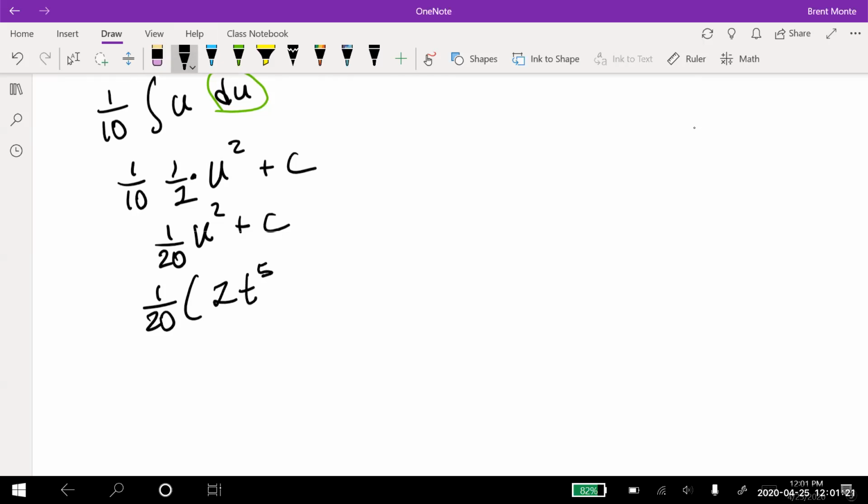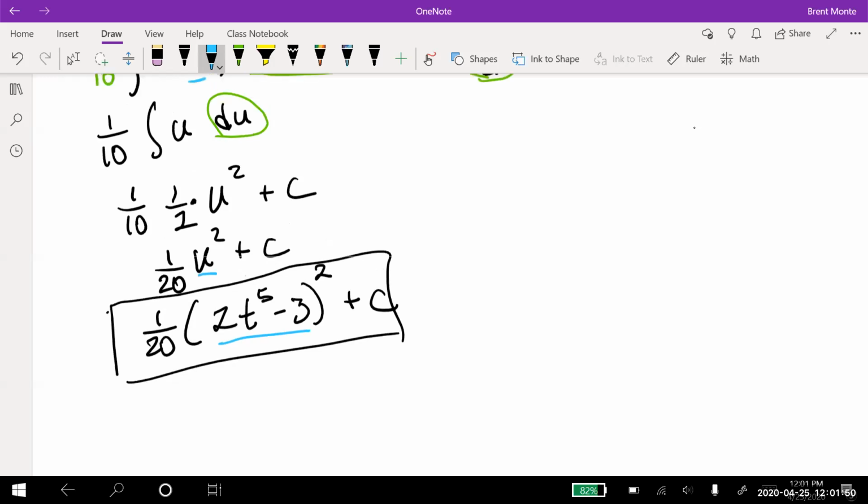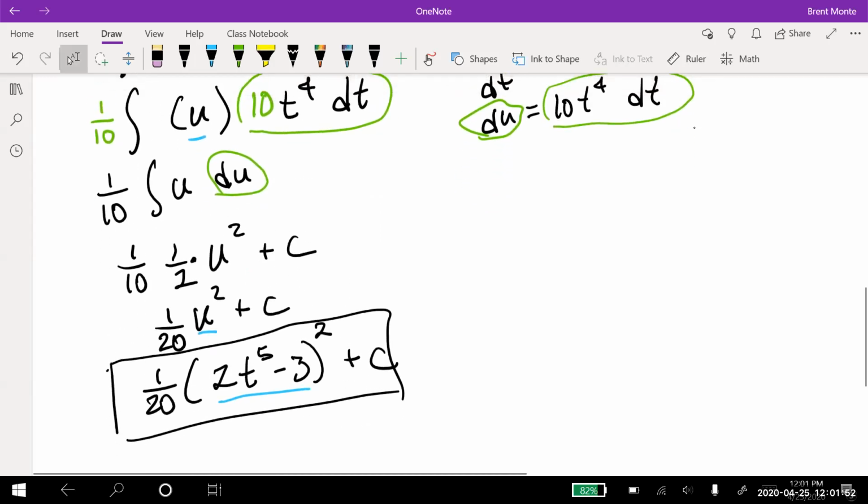T to the fifth minus 3 squared plus c. So all I did is I replaced the u with 2t to the fifth minus 3, because that's what we said u was equal to. Again, you can multiply that all out, make sure that it works. I'm not going to this time because there's enough steps going on here, especially with that 10 and that 1/10 that threw us. Okay. But again, we'll do more practice.